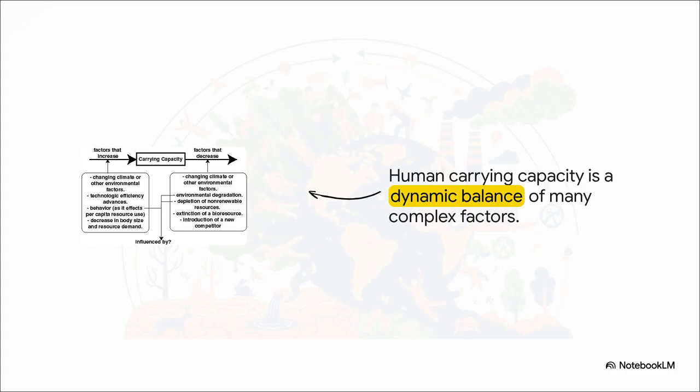So the big takeaway here is that for humans, carrying capacity isn't some fixed, static number. It's more like a moving target, a dynamic balance that's always shifting. You can see it in this chart, right? Things like new technologies can push the limit up, but other things, like polluting our environment, can pull that limit way, way down. We are constantly in this tug-of-war with our own limits.